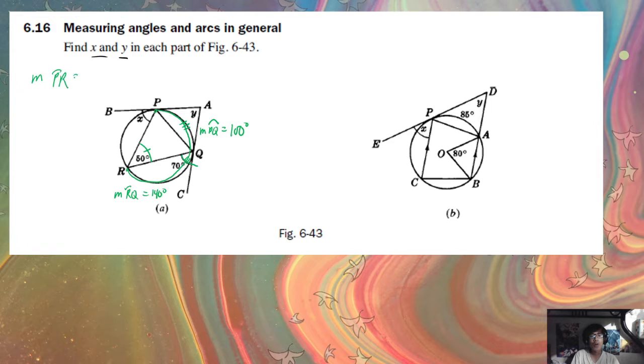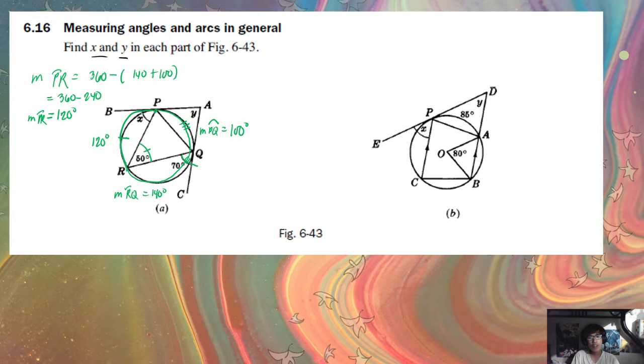The measurement of arc PR is going to be 360 minus the sum of 140 plus 100, and therefore that should give us 360 minus 240. And what's 360 minus 240? That should give us exactly 120 degrees. So therefore the measurement of arc PR is equal to 120 degrees. This arc here is 120 degrees.